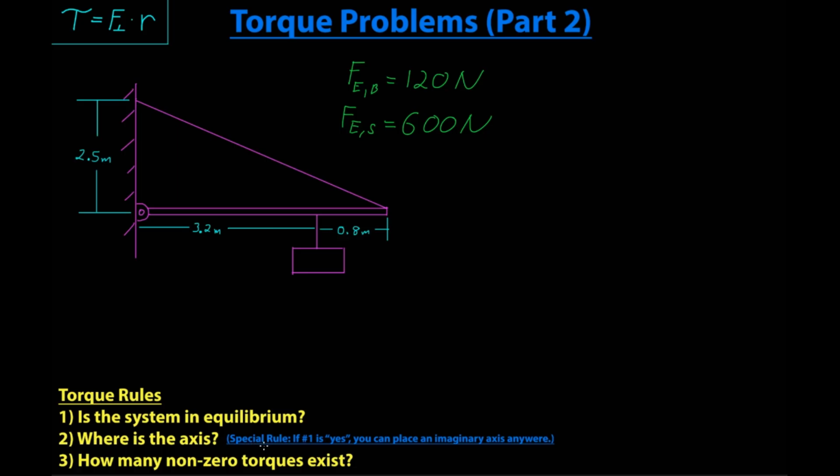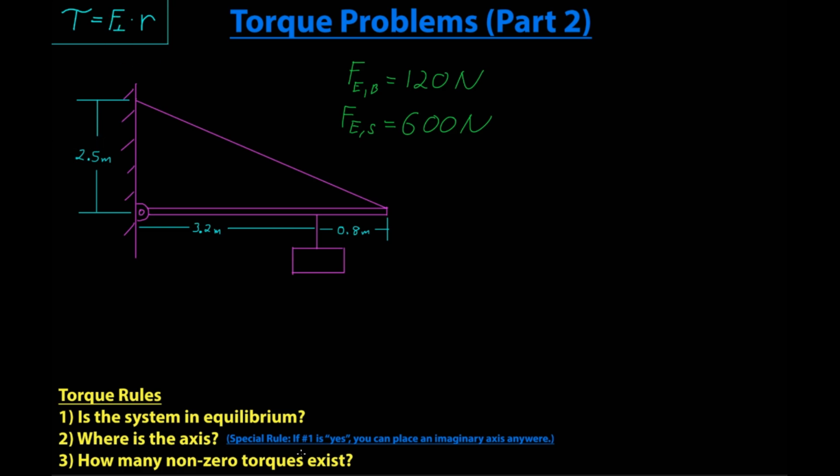2, where is the axis? Well, considering we have the weight of the bar and the sign, there's no reason not to put the axis right where the hinge is. In fact, it benefits us because we know almost nothing about that spot right now. And if we put the axis right there, in terms of torque, we don't have to worry about it because there would be no radius.